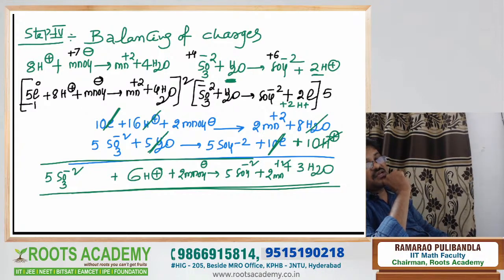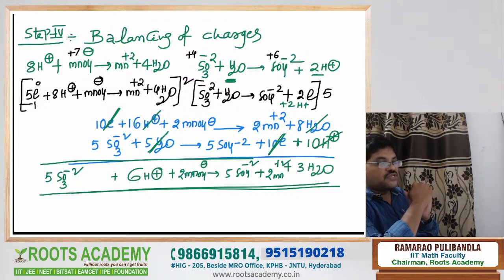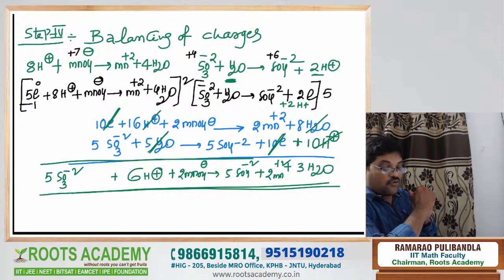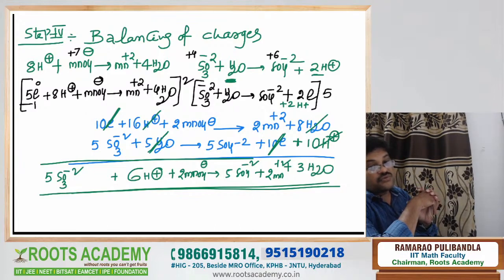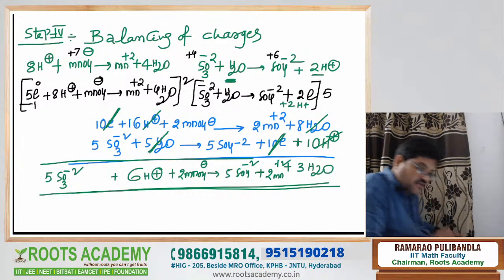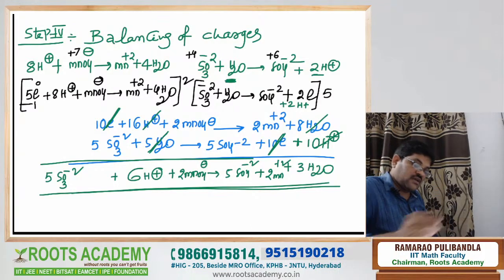Balancing of the charges. Reduction means what? Gaining of electrons. How many electrons are gained in the reaction, write on the reactant side, the left hand side. Oxidation means what? Losing of electrons. How many electrons are lost, that is written on the left side. Now how are the charges balanced? Here electrons are 5, over there electrons are 2. To get a net equation, electrons must be equalized. 2 5s are 10, 5 2s are 10.